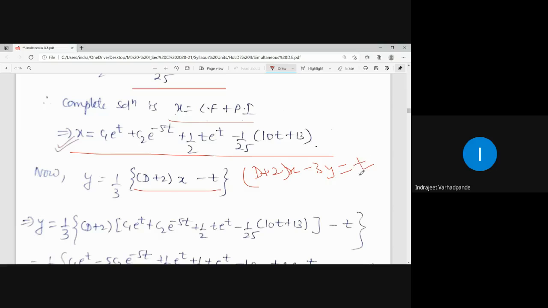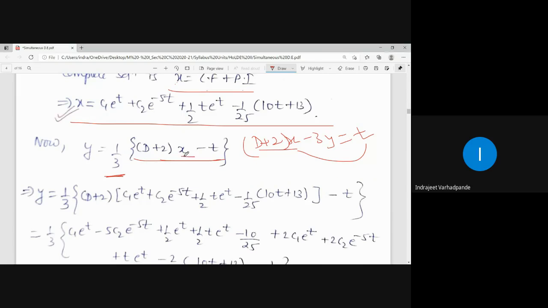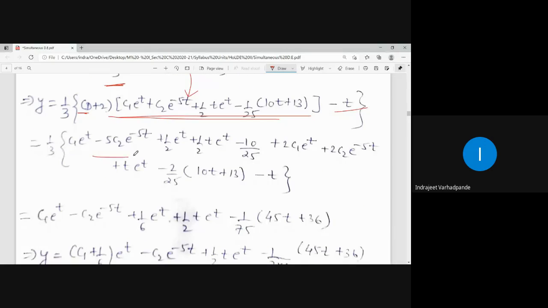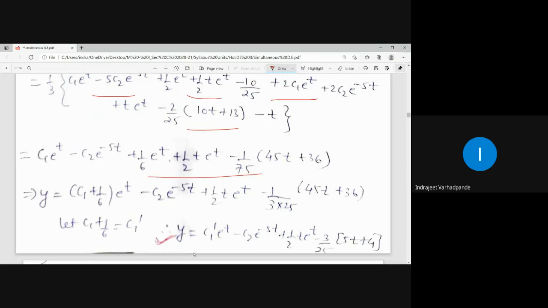So how is it to be calculated? D plus 2 into x minus t is equal to 3y, and hence y is equal to 1 by 3 multiplied by this. Now I know the value of x. Substitute this particular value of x. What does D represent? Derivative. So when you open the bracket, the derivative of this plus 2 into this will give you the simplification, and minus t. Collecting the terms of C1, C2 and adjusting the constant terms, you will get the value of y, and accordingly y will be the corresponding respective answer.